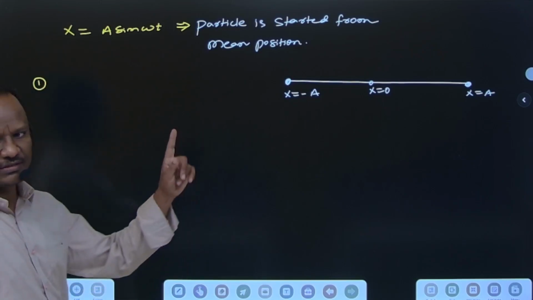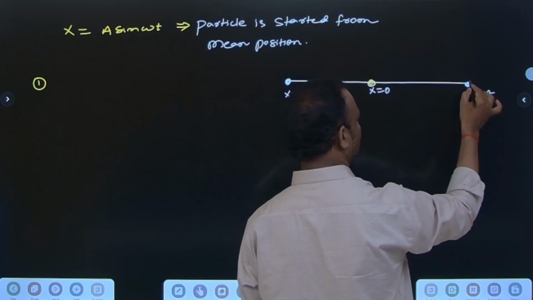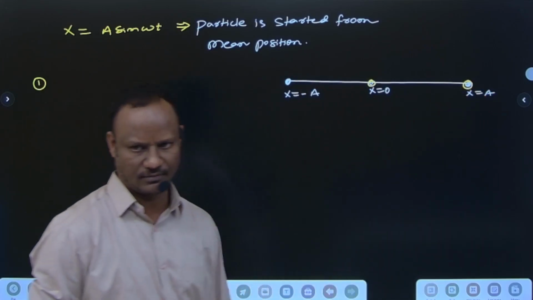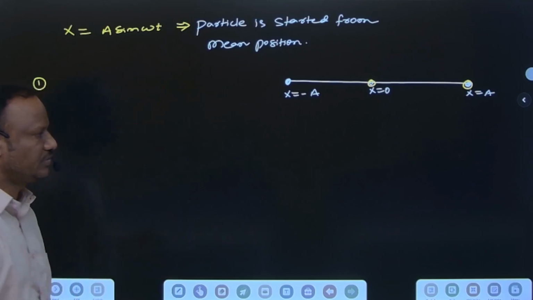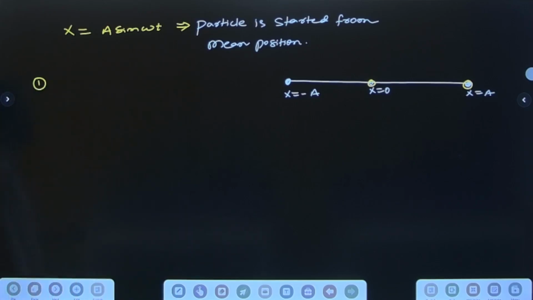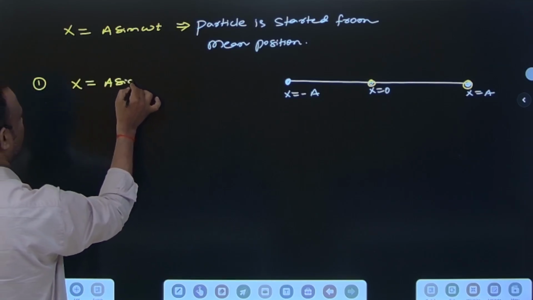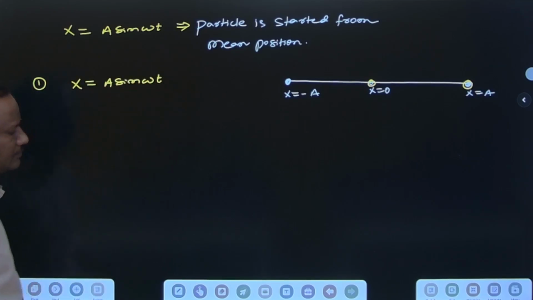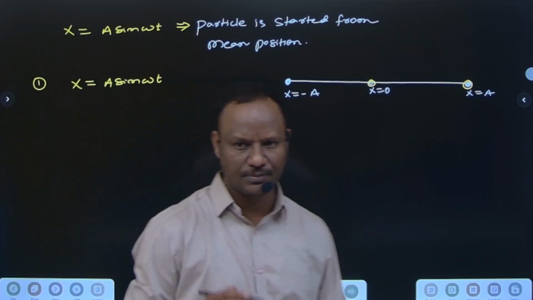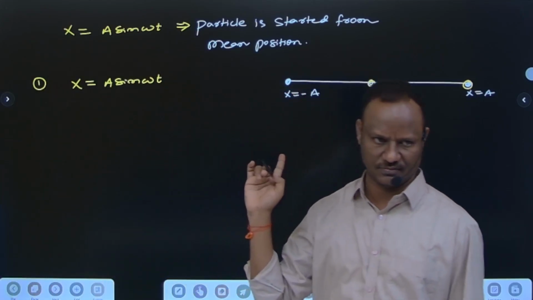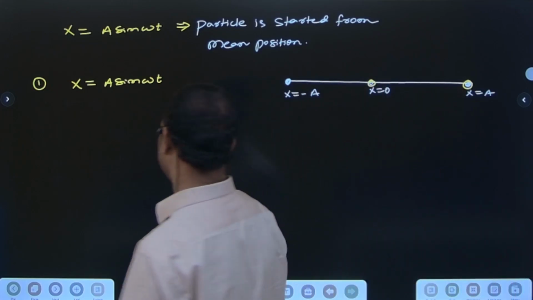Sir, what is the time taken by the particle to move from x is equal to 0 to x is equal to A? Then how should I write this? x is equal to A sin omega t. Why are you writing x equal to A sin omega t? The particle is started from the mean, and mean means a sine function. So x is equal to A sin omega t.